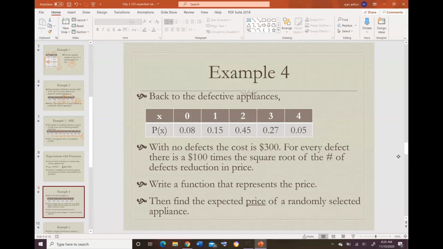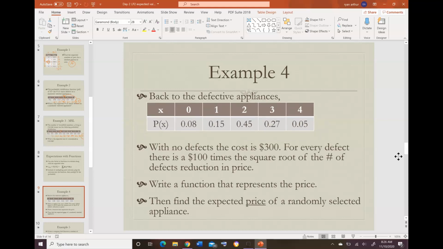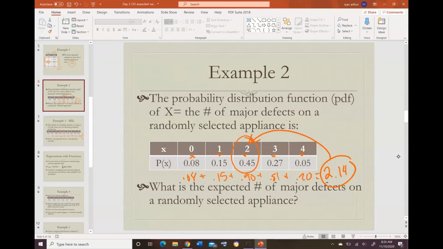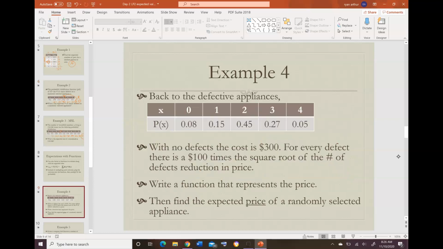So example 4, it says we're going to go back to the defective appliances, okay? So we found this expected value to be, let's see, let's go back up. Where's the appliances? Okay, so on the appliance one, we found the expected value to be 2.14, okay? So we've already found the expected value, so we're going to put E of X to be 2.14. All right, we already did the work. We're good. That's the expected value, okay?